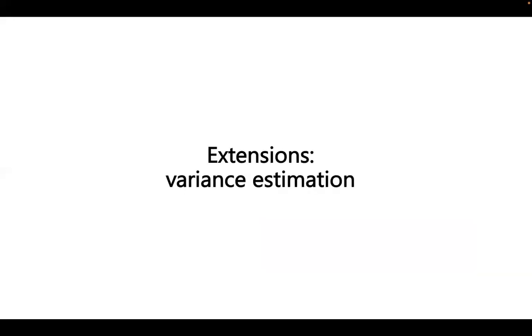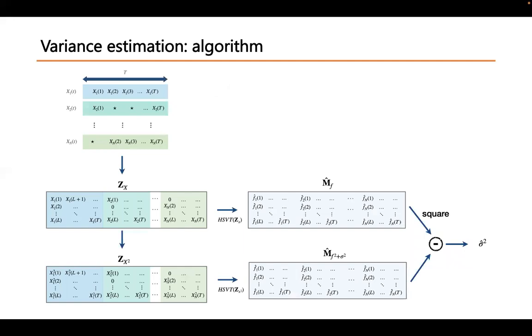So those are the key results. Now let me show you some of the extensions we've done to the MSSA method. The first one is variance estimation. Say I want to estimate the variance of the noise term, eta_n squared at t. This is a simple 2-step procedure.